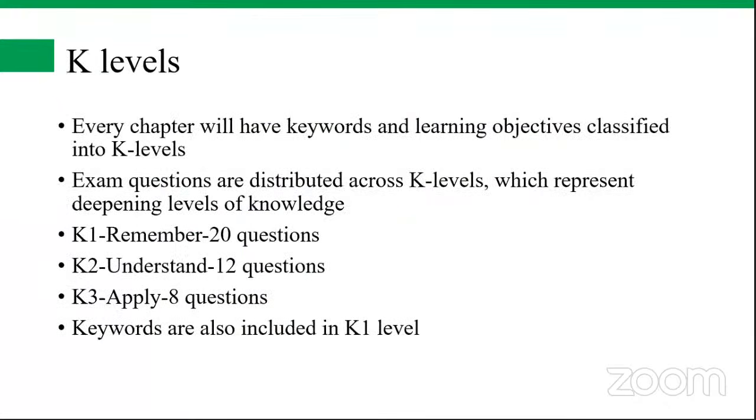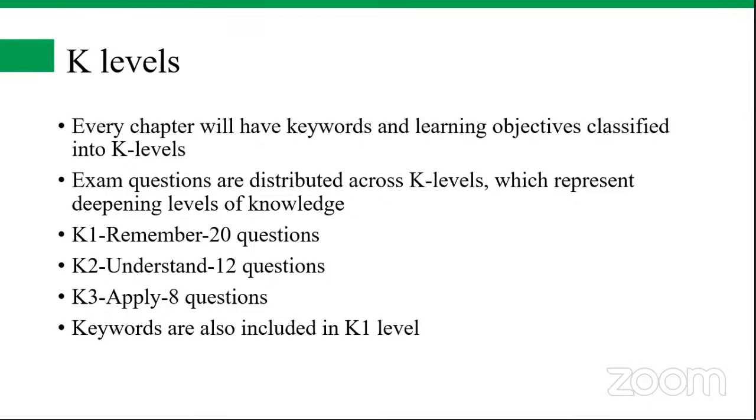Before we start studying ISTQB, something we need to be aware of is the K level or the knowledge level. Every chapter will have keywords and learning objectives classified into K levels. So this is a term that is mentioned throughout the syllabus, so it becomes equally important to have an idea about it. The entire syllabus would have 3 K levels, that is, as you see in the slides, K1, K2 and K3, where K1 stands for remembering something, and all you have to do is answer the questions by remembering a point in the syllabus.